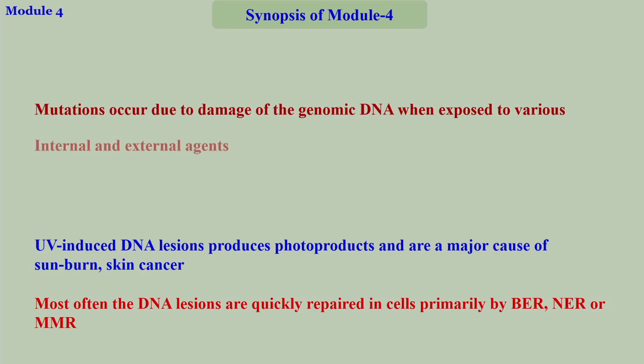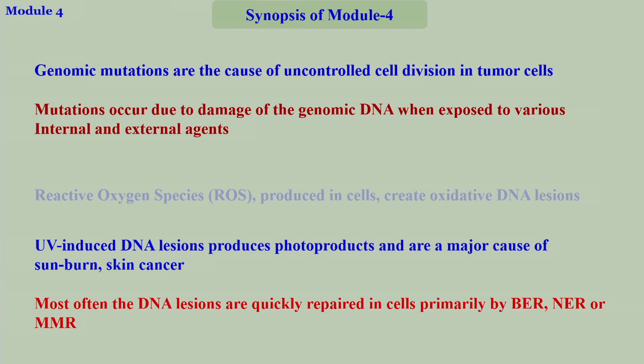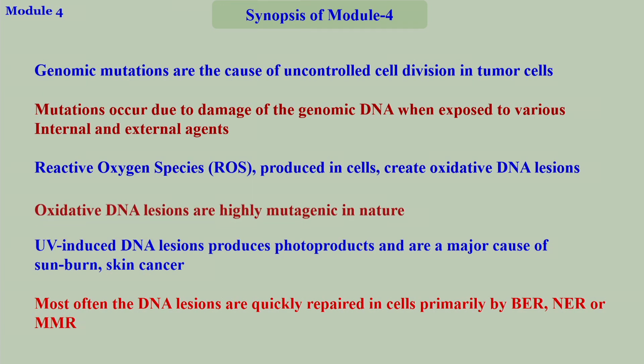So, with this I think I will conclude module 4. In this whole module we have talked about genomic mutations. How are they formed? What are the chemical bases behind the formation of mutations in the genomic DNA, and how the chemical structures or alteration of chemical structures can govern the biological processes again.